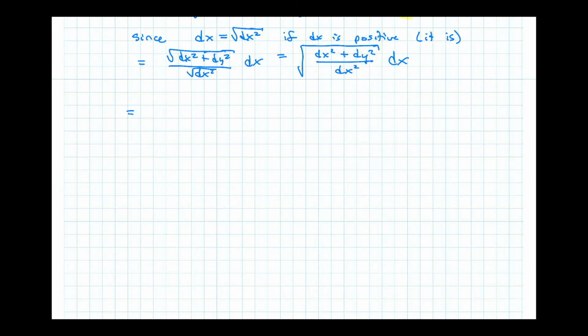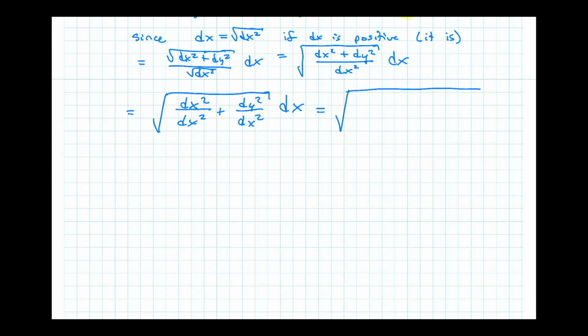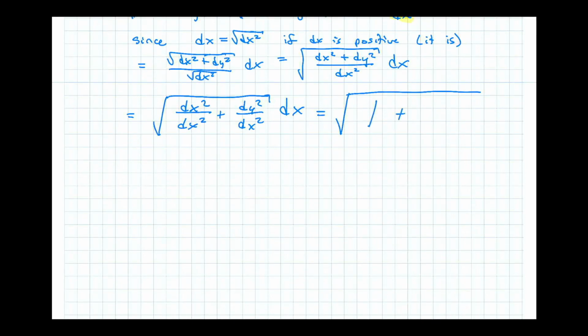Then you can split up this fraction into two fractions by writing it as dx squared over dx squared plus dy squared over dx squared, with the dx on the outside. Now you can cancel here: dx squared over dx squared is 1, and dy squared over dx squared we're going to write as (dy over dx) squared, times dx. Okay, and that's the form that we want.